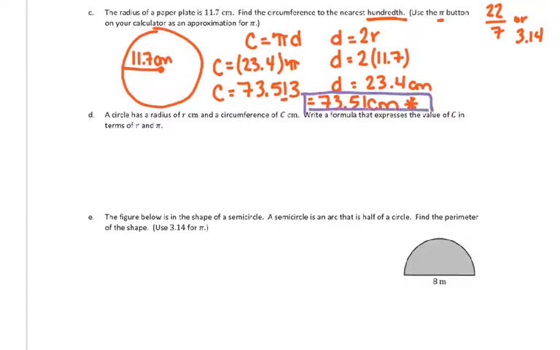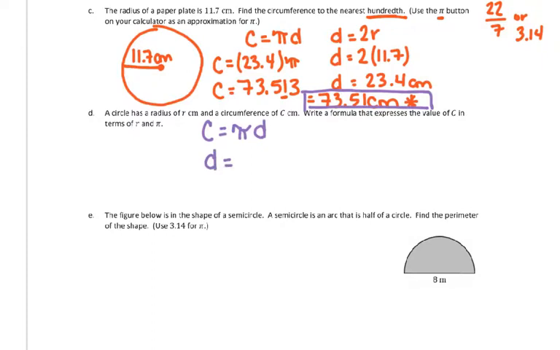All right, so we're going to look now at part D. And part D is going to be a little bit confusing, but it makes sense in the end. So a circle has a radius r centimeters and circumference c centimeters. Write a formula that expresses the value of c in terms of radius and pi. So remember, we have a couple of things going on here. Firstly, we know that the circumference is equal to pi times the diameter. And we know that the diameter is equal to 2 times the radius.